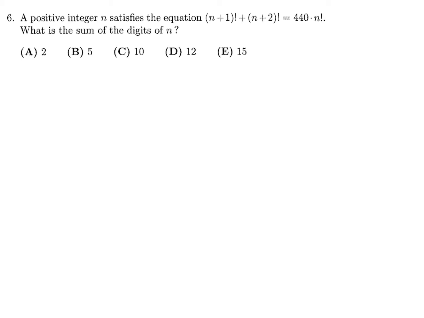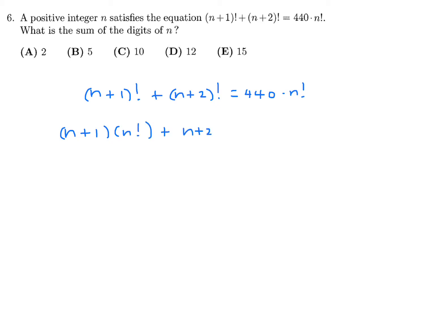A positive integer n satisfies the equation (n plus 1) factorial plus (n plus 2) factorial equals 440 times n factorial. What is the sum of the digits of n? Well, let's break it up. (n plus 1) factorial is n plus 1 times n factorial, and (n plus 2) factorial is n plus 2 times n plus 1 times n factorial. This side will remain the same for now, n factorial.